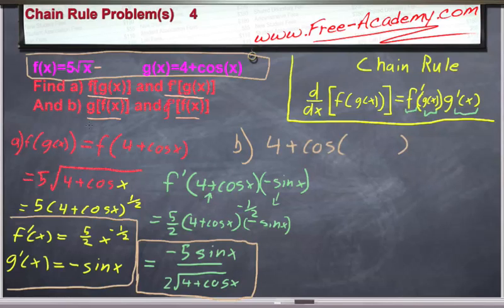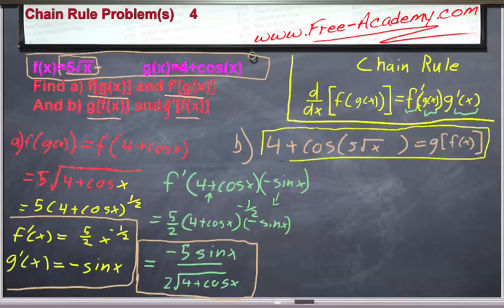So our g of x is equal to 4 plus the cosine of parentheses, and we're putting f of x into the value of g of x. So we'll take the f of x here and put it into our parentheses, 5 square root of x. And that is equal to g of f of x. That was a little bit quicker than what I did in problem A, but it's the exact same process. So hopefully that didn't cause any confusion.